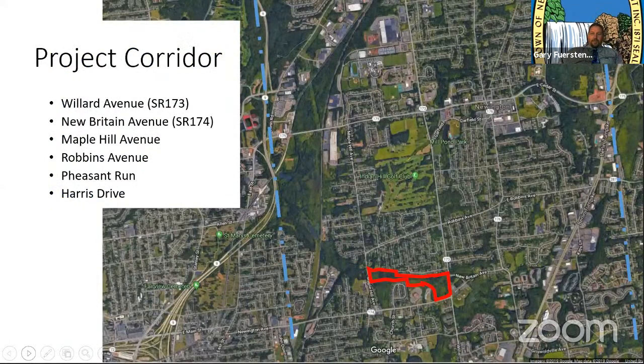Next. All right, here is the project corridor, highlighted in red here. The area is bounded by Willard Avenue on the east, New Britain Avenue on the south, Maple Hill Avenue on the west, and Robbins Avenue up here on the north. Immediately to the north and abutting the project is Pheasant Run, and immediately on the south is the Harris Drive neighborhood. For reference, here is Town Hall, Indian Hills Country Club, and the Clem Lemire Sports Complex. Next slide.